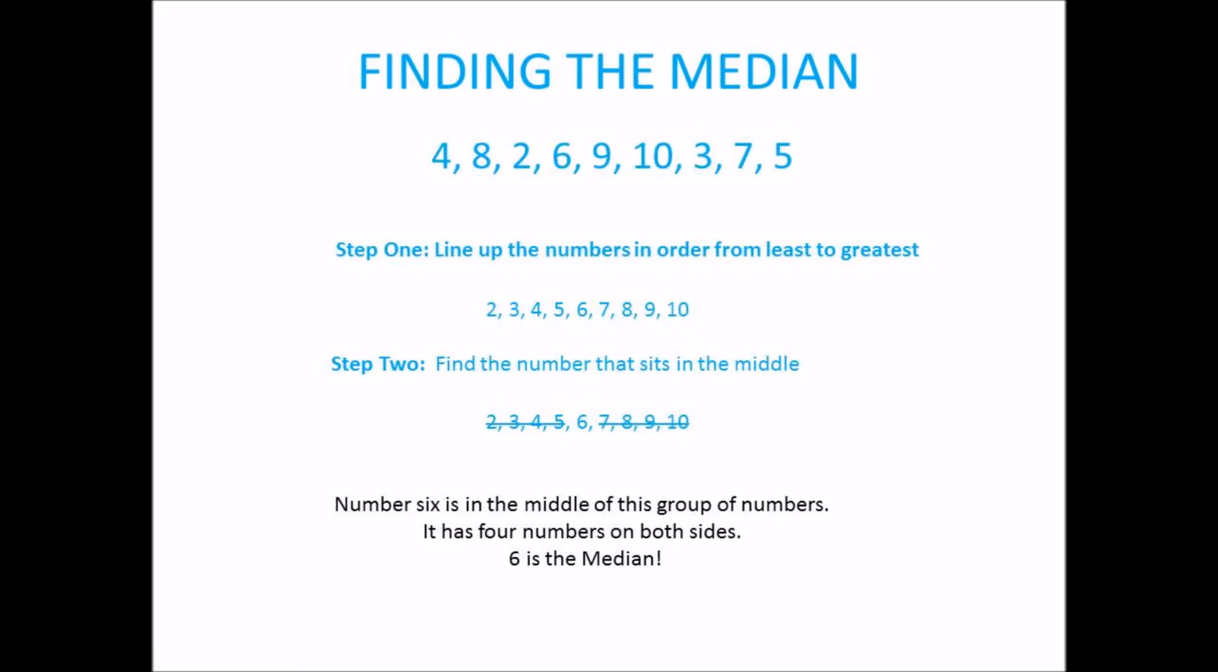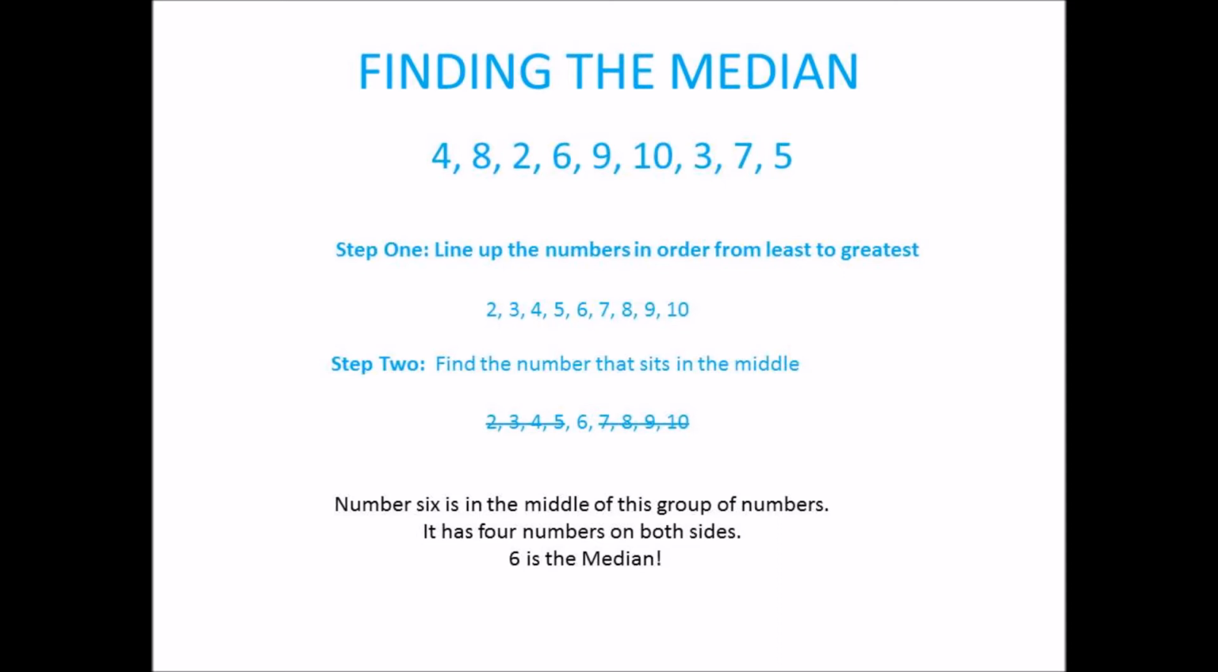To find the median of this set of numbers, the first step we do is to line up the numbers in order from least to greatest. Once this is finished, we find the number that sits in the middle. The easiest way to do this is to start at the outer ends of the number line and mark off all the numbers one by one.